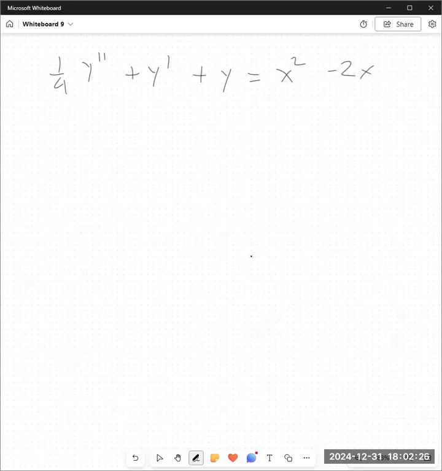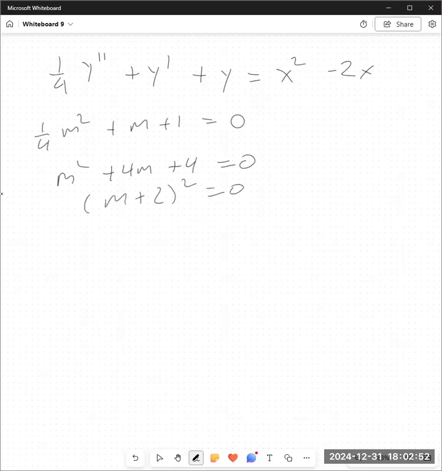And let's set up our auxiliary equation for the homogeneous equation. 1/4 m squared plus m plus 1 equals 0. I don't really like that fractional coefficient, so I'm going to multiply everything by 4. It has the same solutions here. So that's going to make this (m plus 2) squared equals 0. m equals negative 2, multiplicity 2.